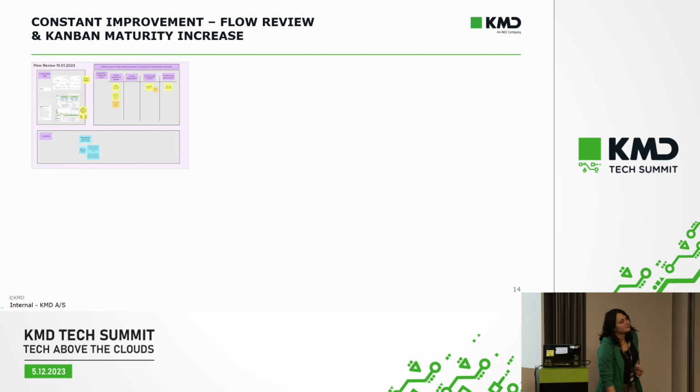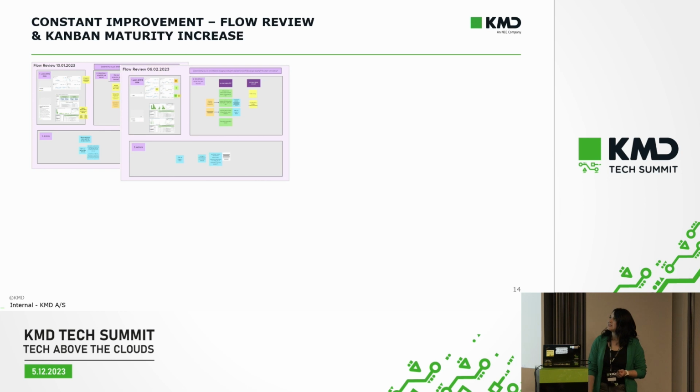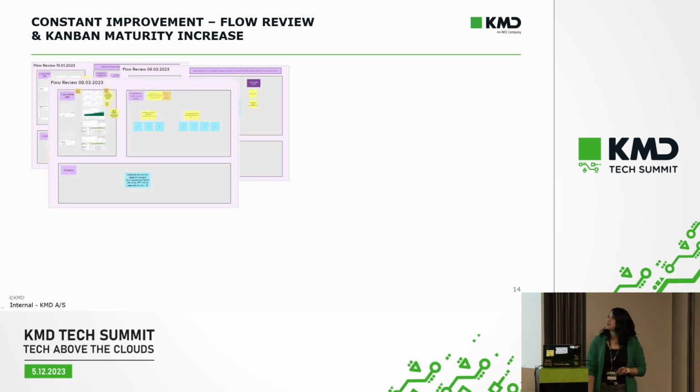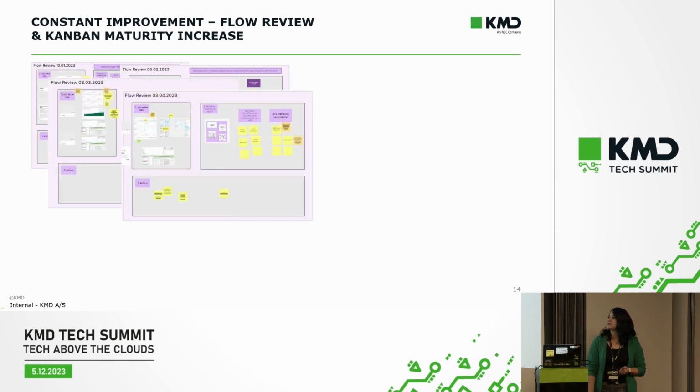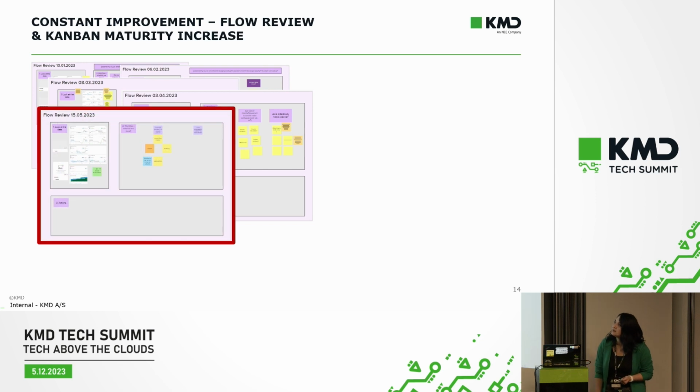Constant improvement. We established that we want to have a flow review, so like this meeting every 4 weeks to inspect and adapt our workflow, our system, our metrics as well. This is the template we use. And as you can see, we had a lot of flow reviews, a lot of small improvements until May.